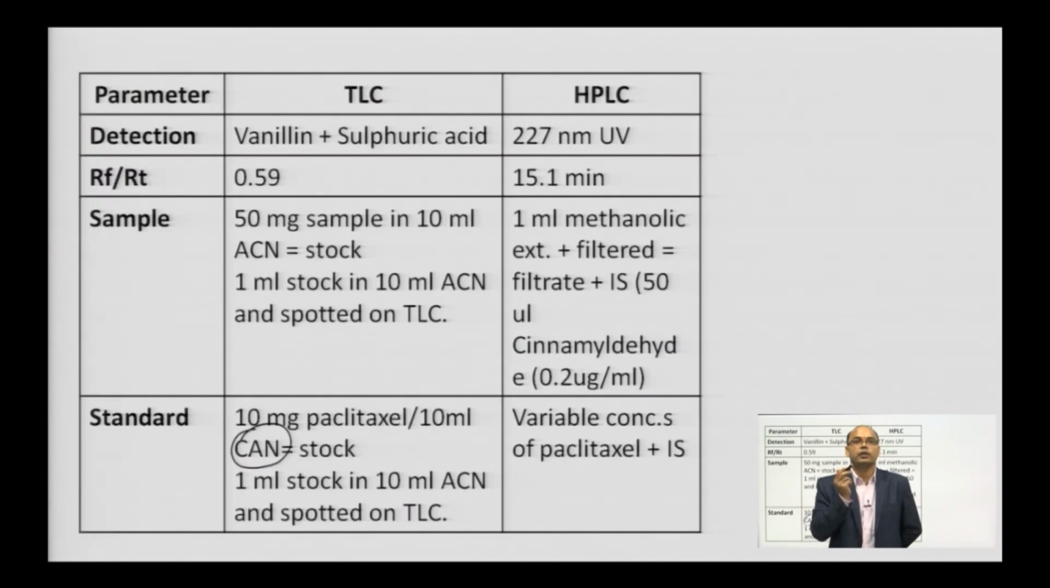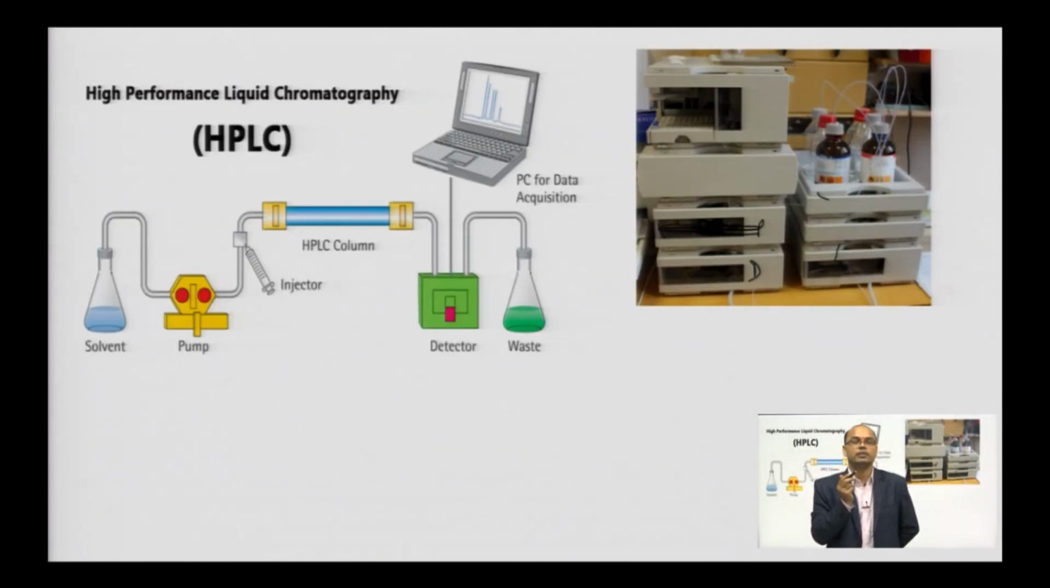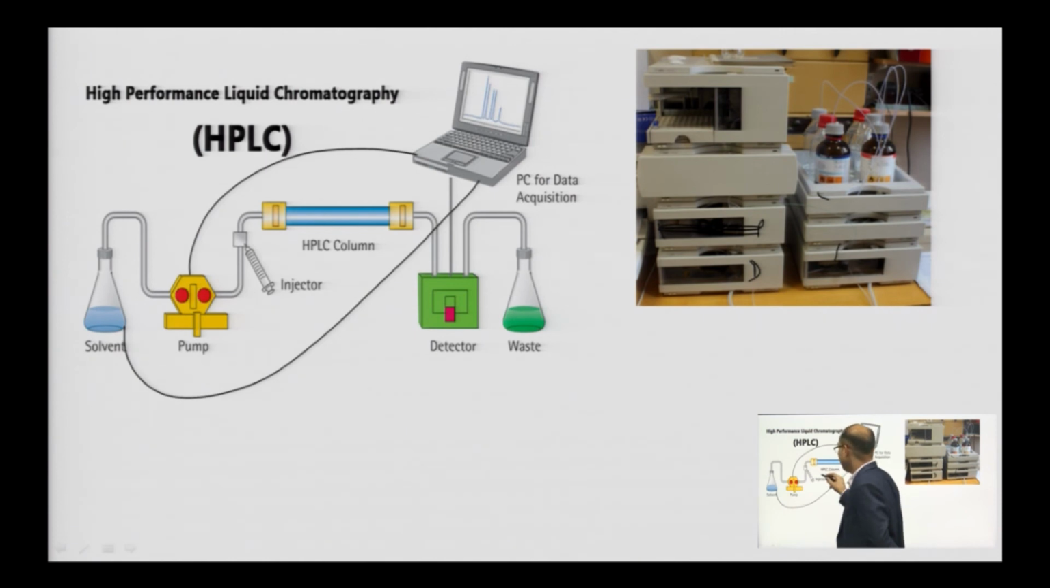So, I am taking you to this HPLC instrument. This is high performance liquid chromatography, or high pressure liquid chromatography. What happens here is that the solvent is pumped through the pumps. There are various kinds of pumps. There are quaternary pumps, there are binary pumps. These pumps are connected with each and every part of the machine, and everything is connected with the computer software.